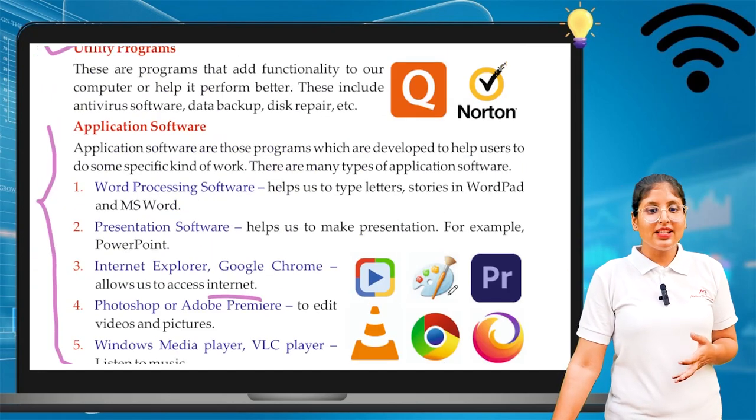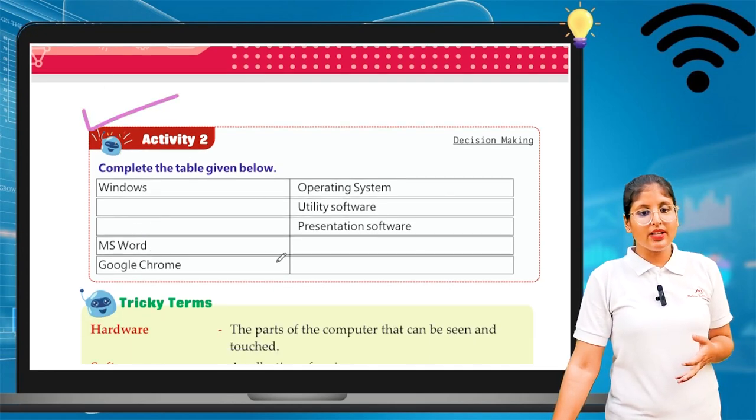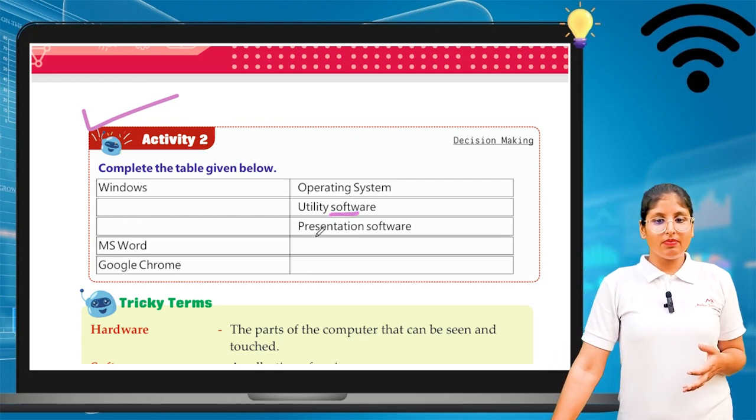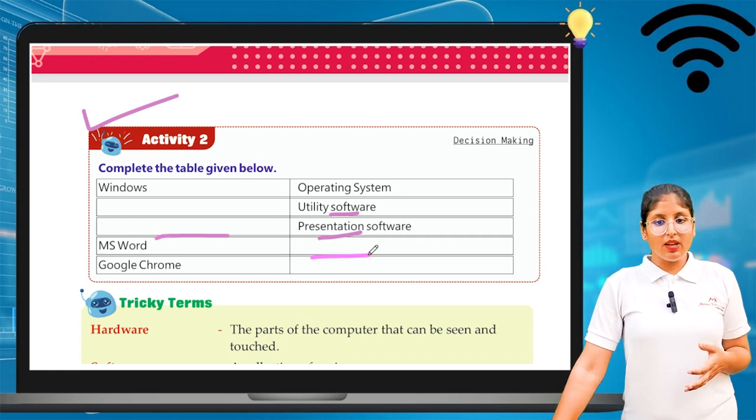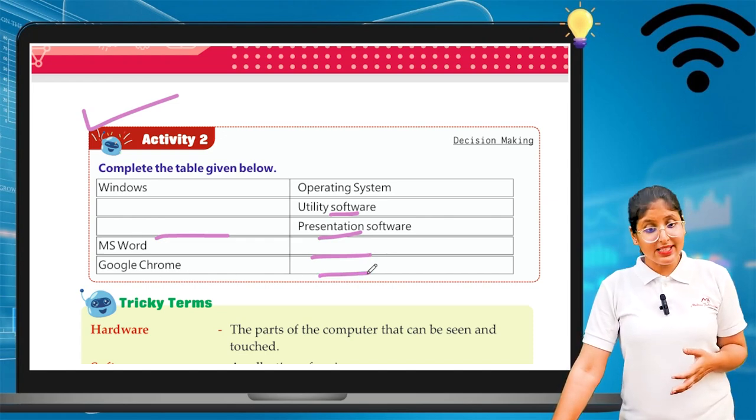Okay. So these are some application software, and one activity for you is to write the names of operating system, utility software, presentation software, that is MS PowerPoint? Yes. MS Word, can you name that system? Google Chrome, can you name that system? Okay, just try to name it.